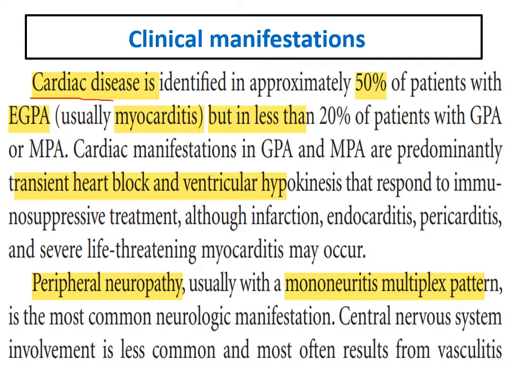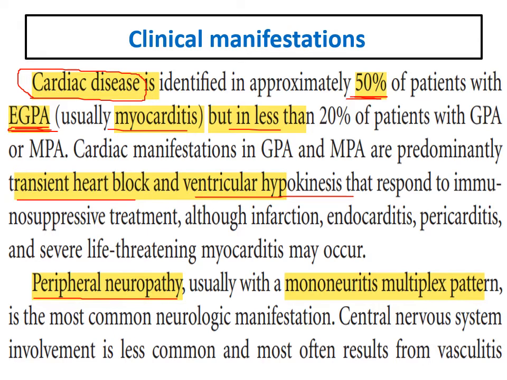What about the cardiac affection? The heart can be affected in around 50% of patients with Churg-Strauss or eosinophilic granulomatosis with polyangiitis in the form of myocarditis, but it is less common in other types. So heart affection is more common with Churg-Strauss. It can lead, in some cases, to transient heart block and ventricular hypokinesia. And these conditions are usually responsive to immunosuppressive treatment.